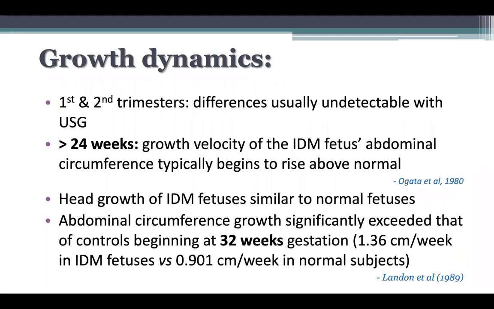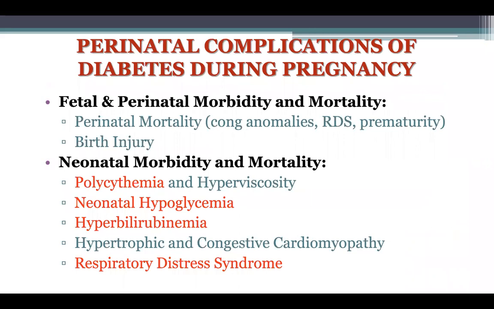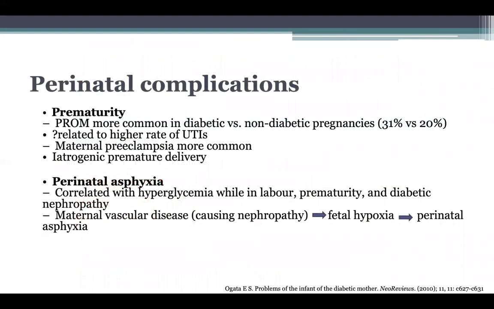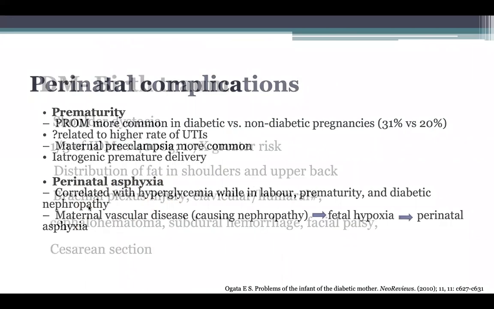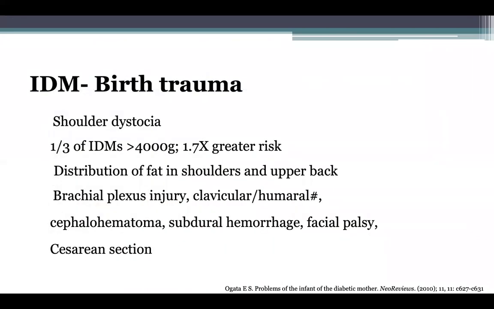So all these things you need to know. What are the perinatal complications? As I told, perinatal mortality is very high because of congenital anomalies, and birth injury is also very high. Neonatal morbidities are polycythemia and hyperviscosity, hypoglycemia, hyperbilirubinemia, hypertrophic and congestive cardiomyopathy, RDS. All these things can occur in your neonatal age group. Preterm delivery can occur and perinatal asphyxia can occur. Birth trauma is very high. Why shoulder dystocia? As I told, more fat deposition in your trunk and your shoulder region.